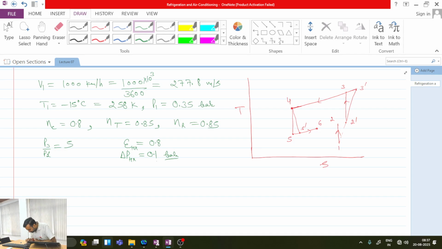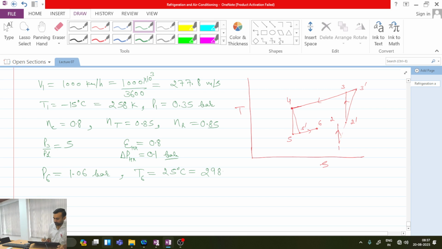Then the cabin pressure is 1.06 bar. What does it mean? P6 equal to 1.06 bar, and cabin temperature is 25 degrees Celsius, which is T6, 298 Kelvin. Okay. Then what else?